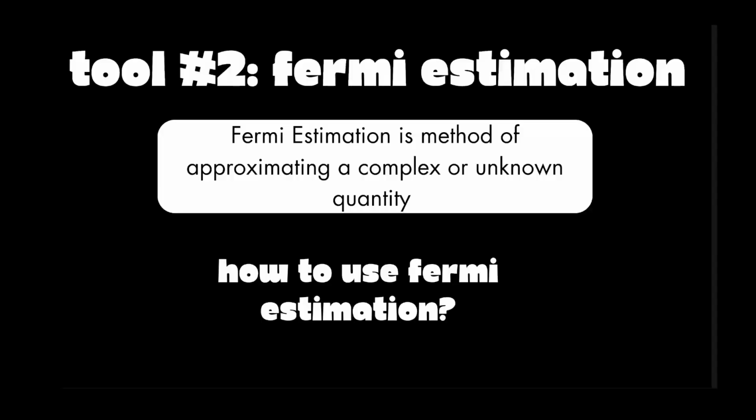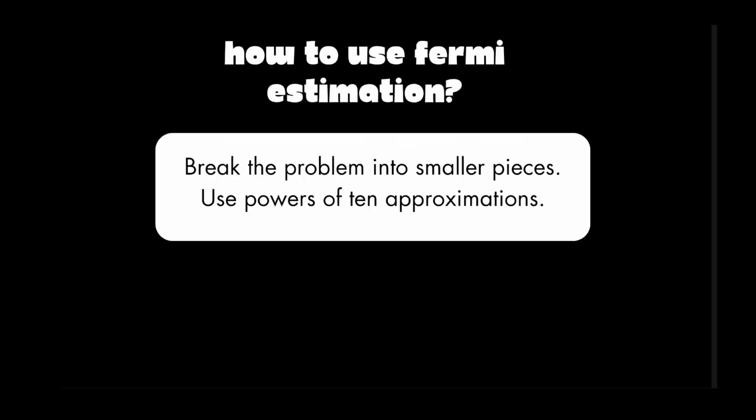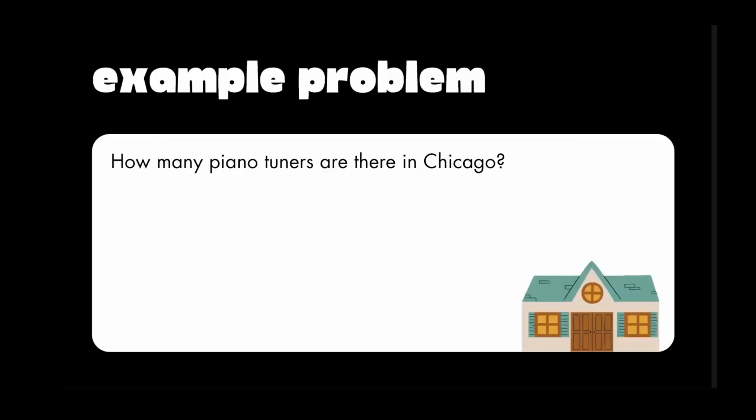Next is Fermi estimation, a method of approximating unknown quantities using logical steps. But how do you use it? Well, you can break the problem into smaller pieces, and you can use simple power of 10 approximations. Although the power of 10 part is optional, it's recommended to make problems easier. So, a very famous example problem for Fermi estimation is how many piano tuners are there in Chicago?